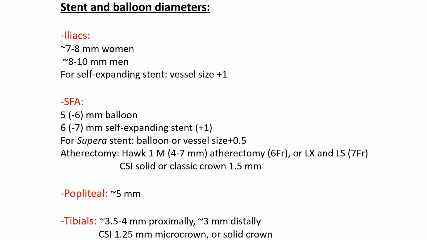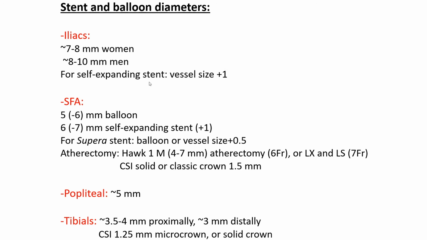So another idea I want you to know is sizing. How do you size your balloon and stent in peripheral interventions? There are standard, typical diameters for those vessels, and I want you to know those. That will provide you a great guide during your interventions. So for iliac arteries, in general, the size of your balloon and balloon expandable stent is 7 to 8 millimeter in women, 8 to 10 millimeter in men. Of course, it varies. Common iliac is a little bit larger, but those are general averages.